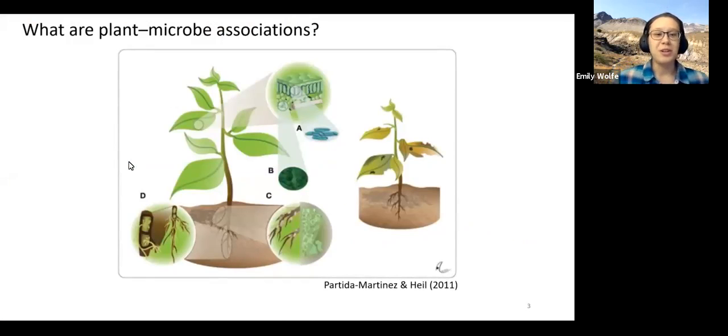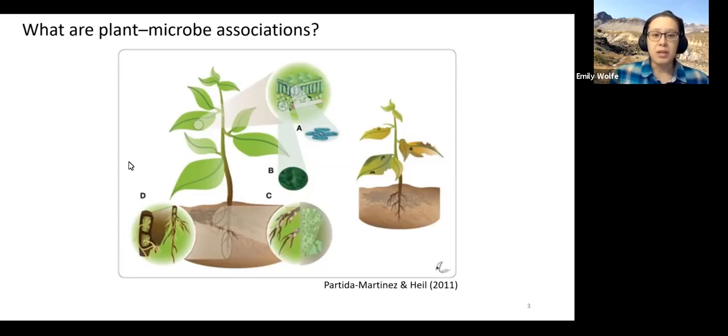And I like this figure in particular because it shows you this happy plant that has all of its symbionts and its happy little phyllosphere, and then the sad plant on the right that's kind of eaten up, potentially drought stressed, and just struggling without these microbe colonists.